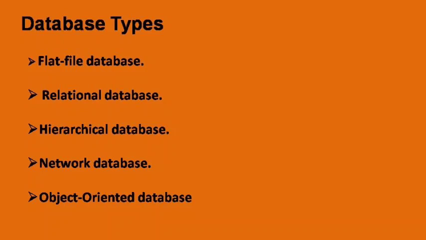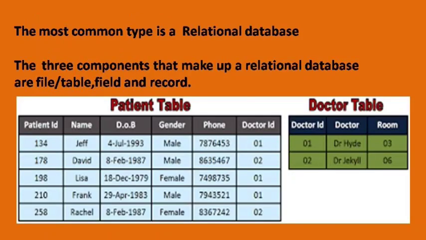There are different types of databases. The first one is flat file database and the second one is relational database. The third one is hierarchical database. The fourth one is network database. The last one is object oriented database. Among these databases, the most common type is a relational database.